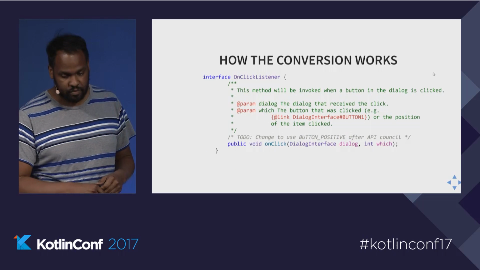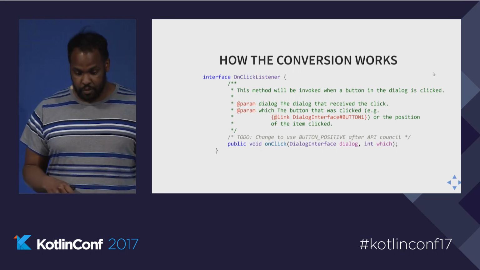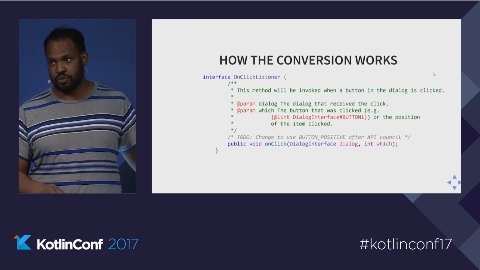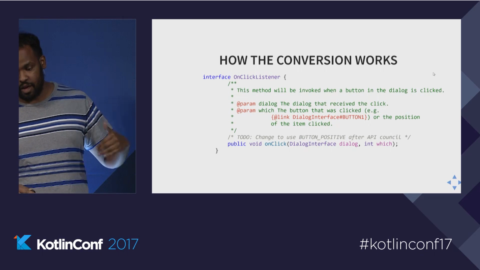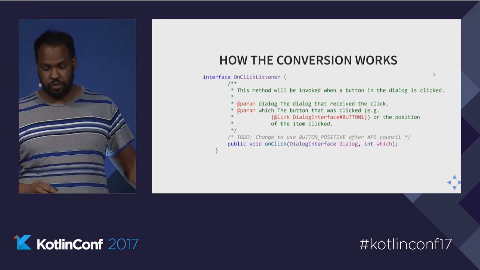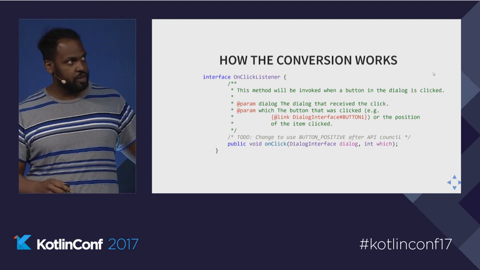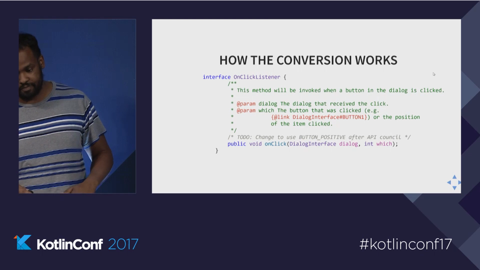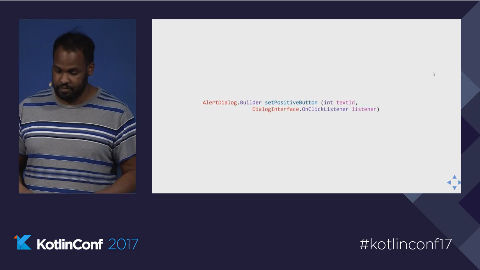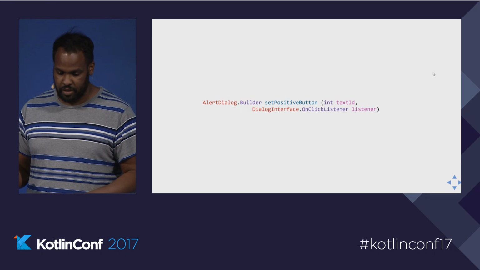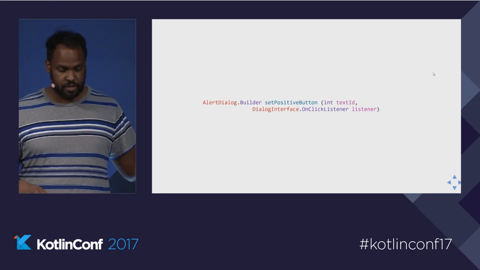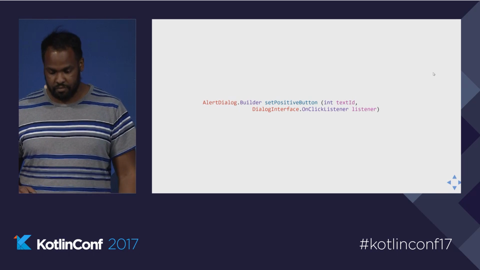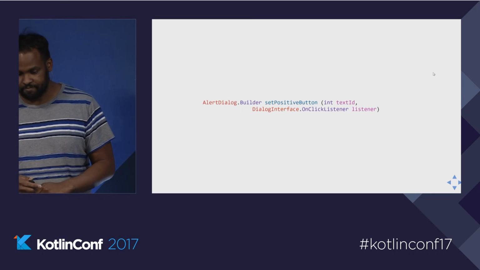So, like I said before, this is what's happening in the background. This is the interface from the source code that it's being converted into, because it's a single abstract method interface that has only a single method to implement. And this is the signature from Android of that code that I just showed you.